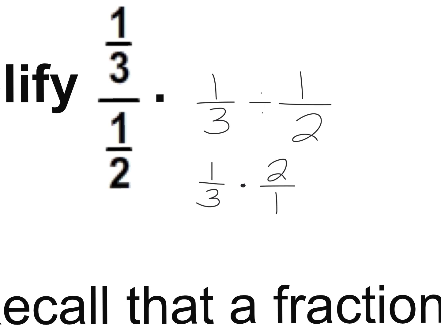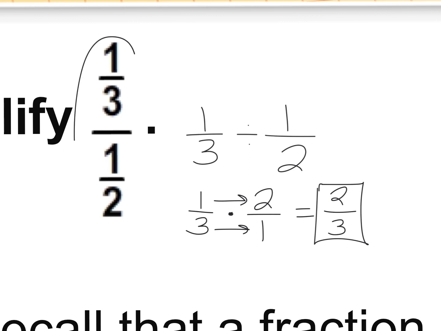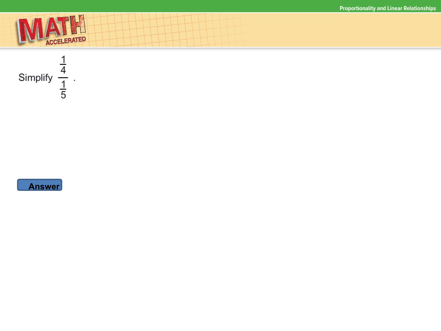Multiply straight across. 2 times 1, 2. 3 times 1, 3. So we get 2/3. Can we simplify that? No, so that's our final answer. Remember this? Do you remember this? Okay, so we have seen this before, yeah? Just looked a little different. So when we see it written like this, turn it and write it like we know how. Okay? Go ahead and try that next one.